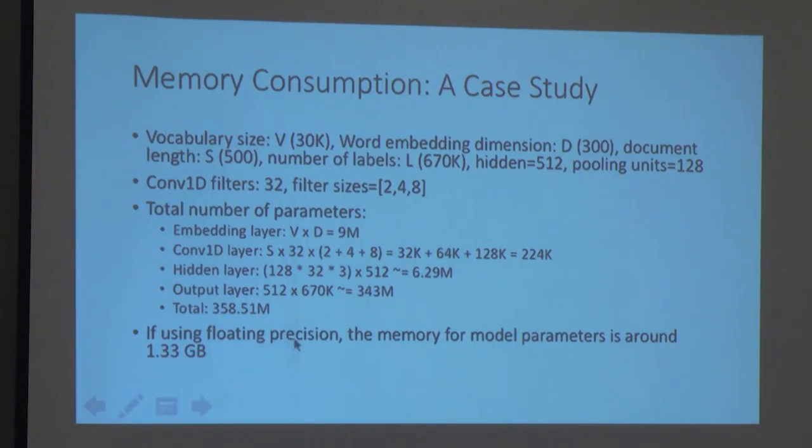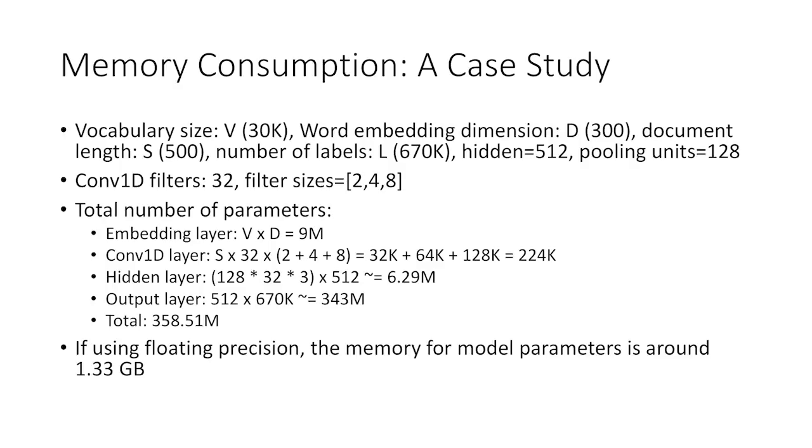If you're using floating point precision, that's roughly 1.3 gigabytes. Doesn't sound that bad. If you have 12 gigabytes of GPU memory, or more, this can definitely fit into your machine. The analysis here is just the minimum memory you use, because when you are doing backpropagation and mini-batches, that also depends on the mini-batch size you use.